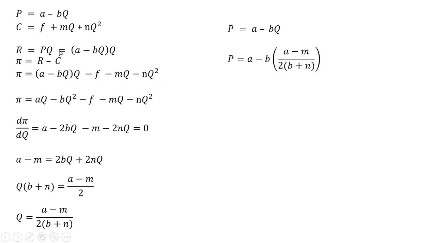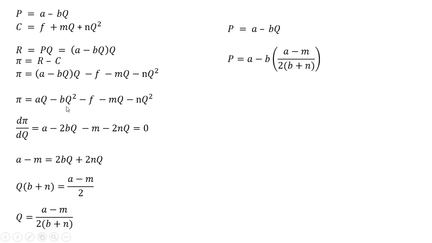And what's different about this example is that I have a slightly more complicated cost function, but other than that, nothing changes. We'll get our revenue as price times quantity. Recognize that profit is revenue minus cost. For the revenue, we'll substitute in A minus B times Q, which is all multiplied by Q. And then we're going to subtract out cost, so minus F minus MQ and minus NQ squared.